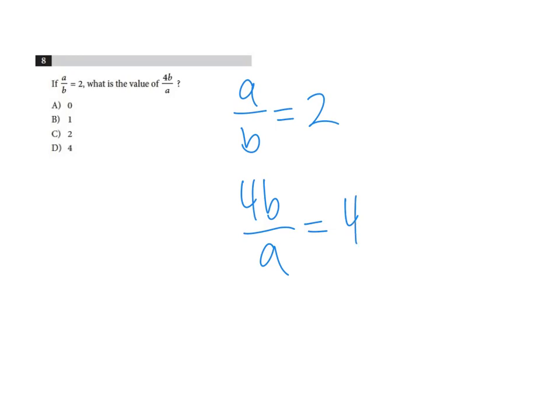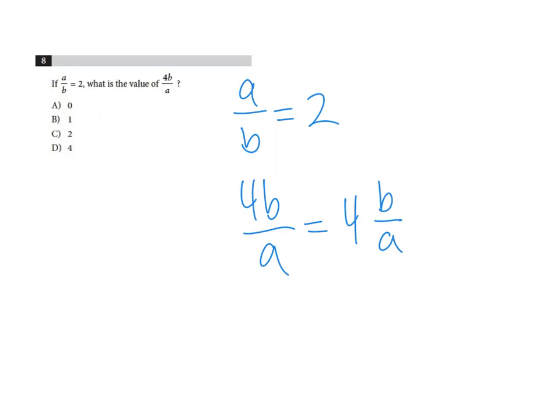For our next problem, we have if A over B equals 2, what is the value of 4B over A? Okay. We've got A over B equals 2, and we're trying to figure out what 4B over A equals. Well, I see that we're dealing with A and B in both of them, so why don't we pull that 4 out front? So this is the same as 4 times B over A.